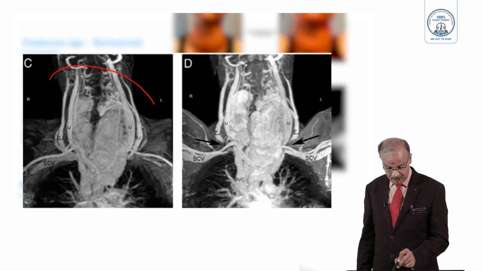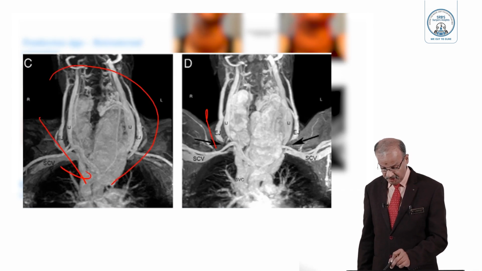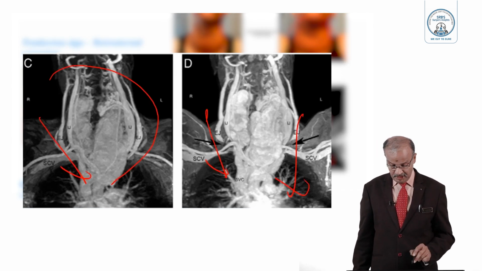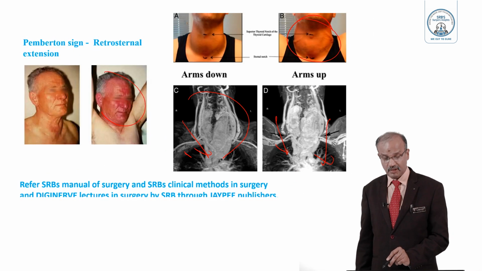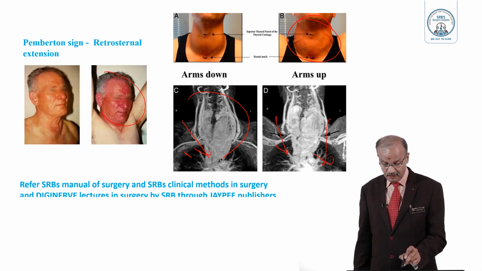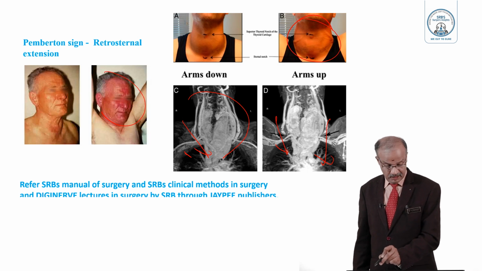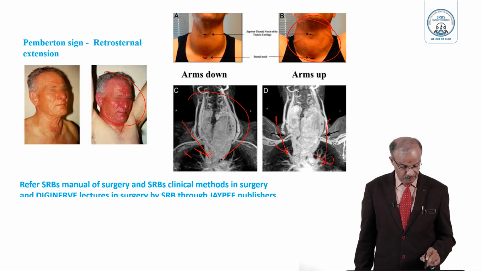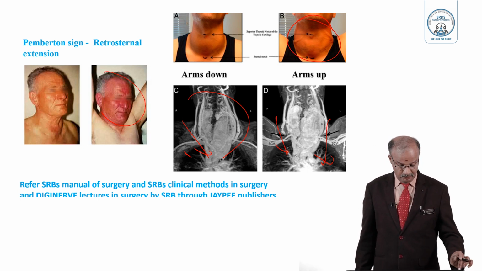So this is the picture of exactly how retrosternal extension occurs. See that image, see the image it going down. See the same thing, before arms up and after arms up, dilated veins. Same thing, without arms up, with the arms up. So very, very typical.